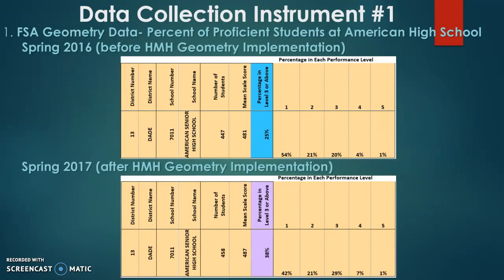The first data collection instrument, the FSA Geometry EOC data, can be found on the Florida Department of Education website. In blue, you see highlighted the spring 2016 data showing that at American Senior High School, 25% of geometry students scored at a level 3 or above, meaning proficiently. This is before HMH geometry was implemented. A year later, after implementation, you see that the proficiency level is now 38%, which is a 13% increase from the previous year.